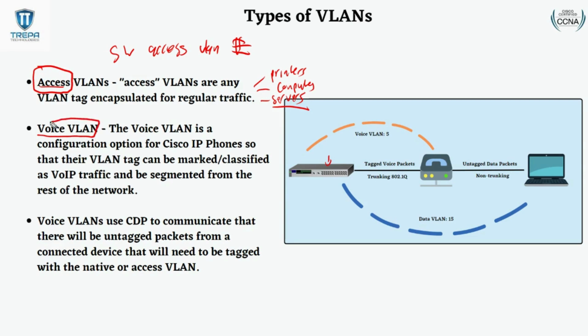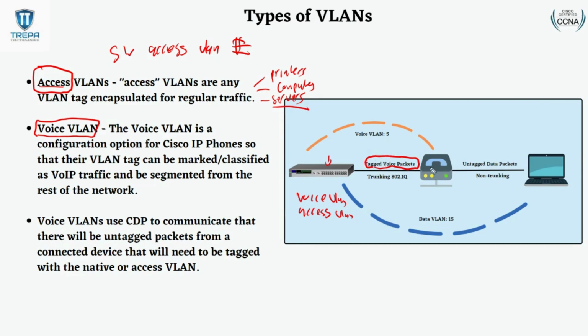Then the voice VLAN is something special to Cisco. The voice VLAN is a configuration option to segment your VoIP traffic from all your regular or data traffic. So that VLAN tag actually marks and classifies VoIP traffic and is segmented from the rest of the network, okay? So literally, like we see here, you can assign a voice VLAN and an access VLAN to one switch port, and you're going to tag this VoIP traffic with that VLAN tag.